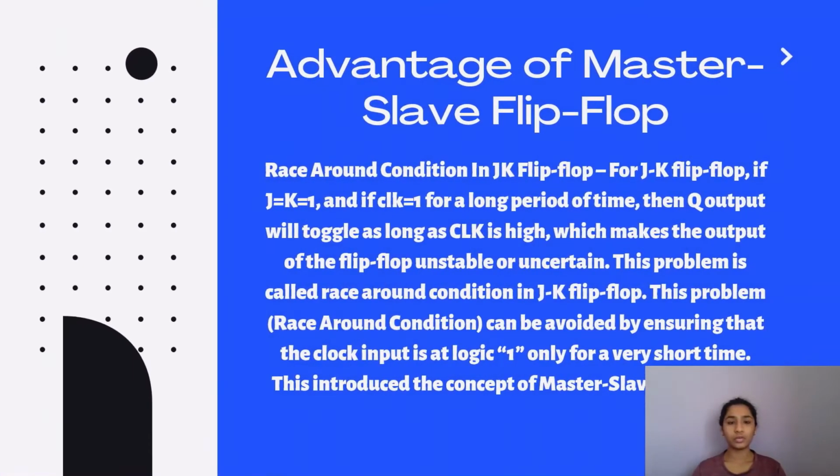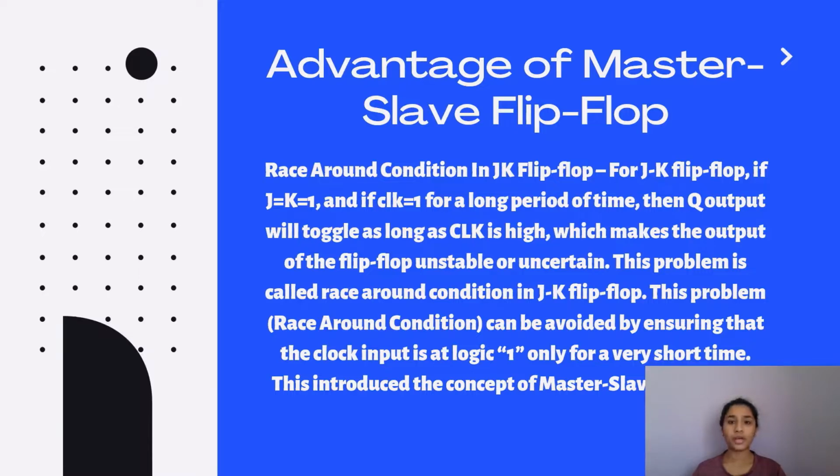So as we all know, in JK flip-flop, whenever my input J is equal to 1 and K is also equal to 1, and the clock given to it is 1 or high for a very long period of time, then the output Q that comes out of it will toggle as long as the clock is high, which makes Q very unstable. This problem faced with JK is called the race around.